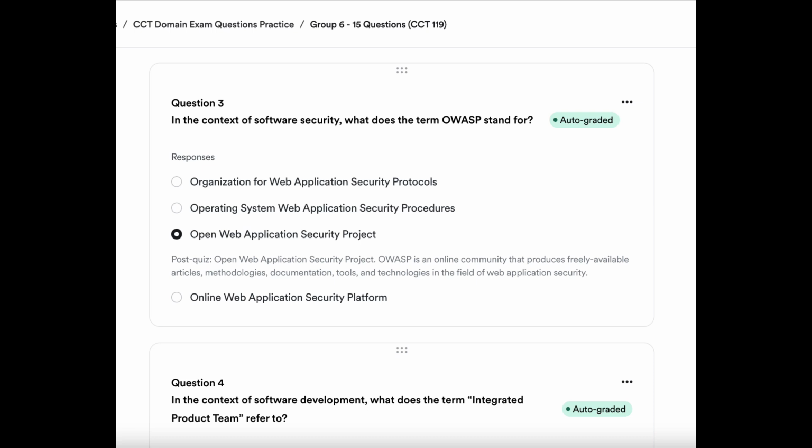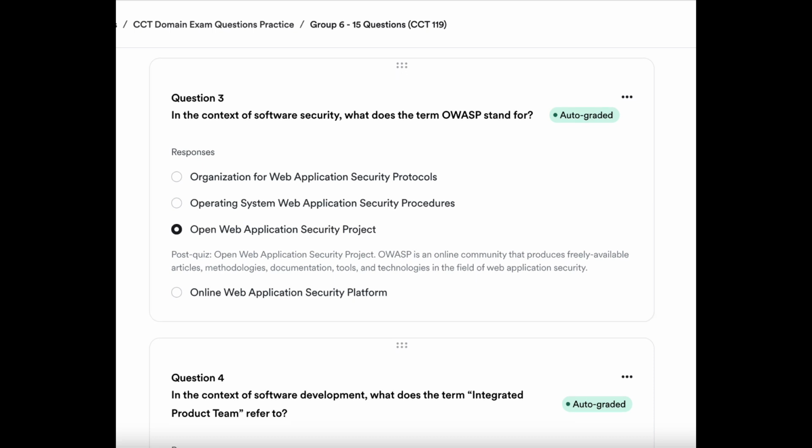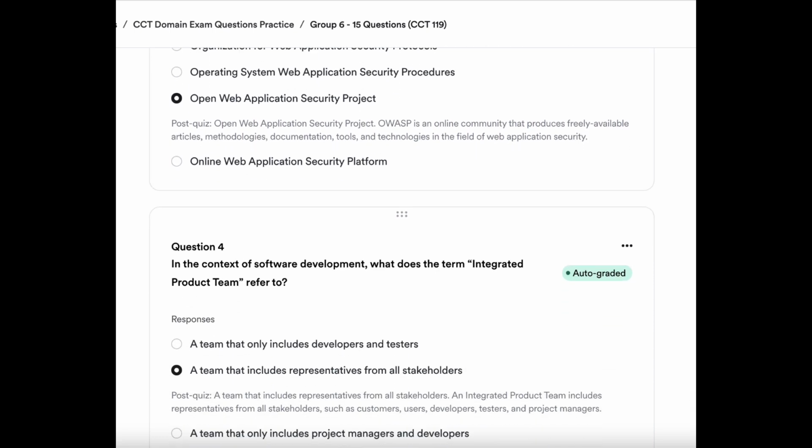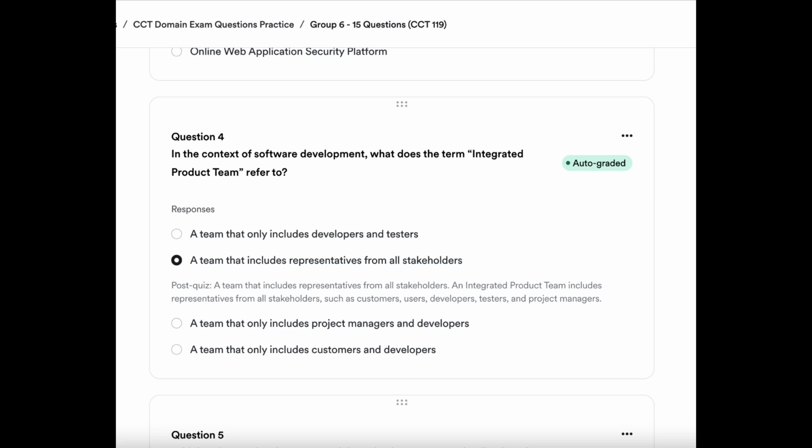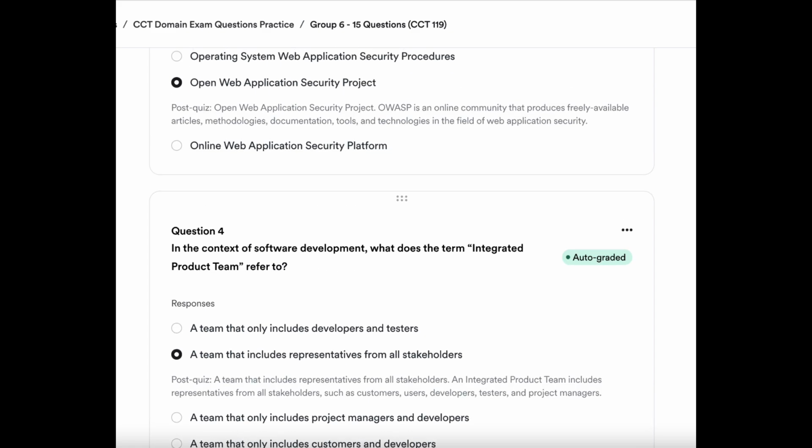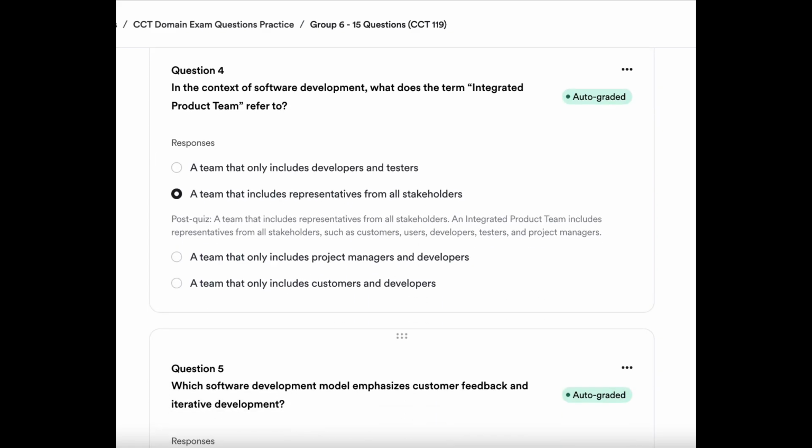OWASP is an online community that's been out there for quite some time, and it provides freely available articles, methodologies, documentation, all the things you would need to understand how to do proper web application scanning. They've got the tools, they've got all of those aspects there for you. They even give you some examples of what you should do and what you should watch out for. As a security professional, it's a great place to go get resources and to point other people within your team in that direction so that they can get access to it as well. So it is OWASP, the Open Web Application Security Project.